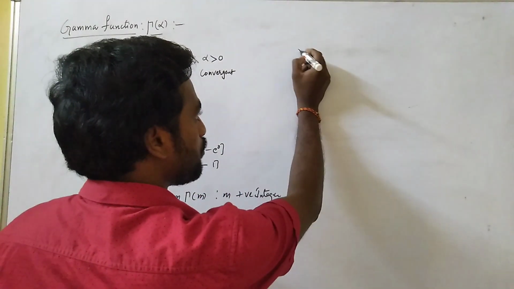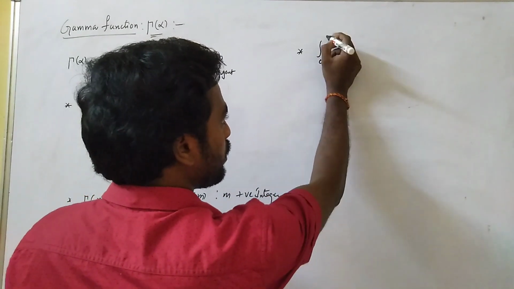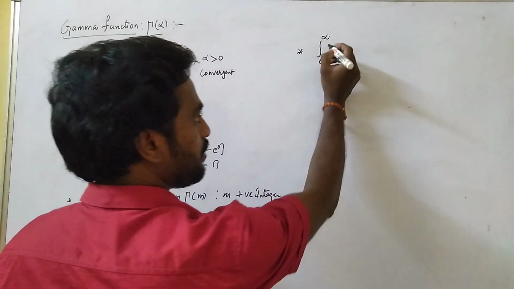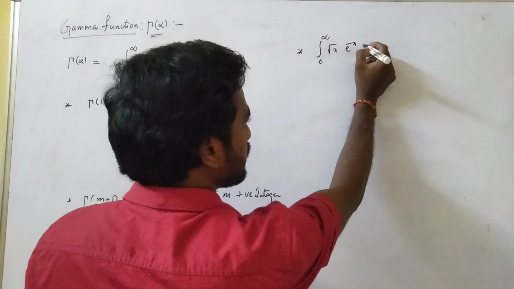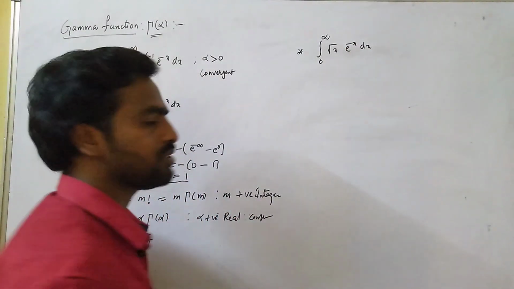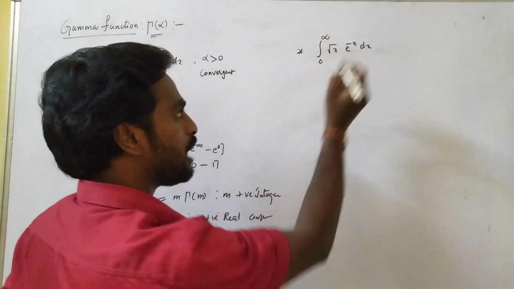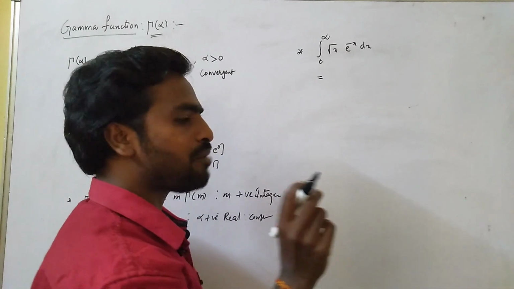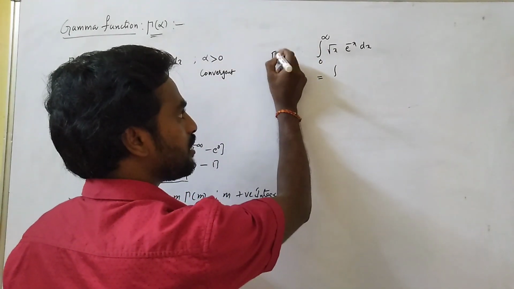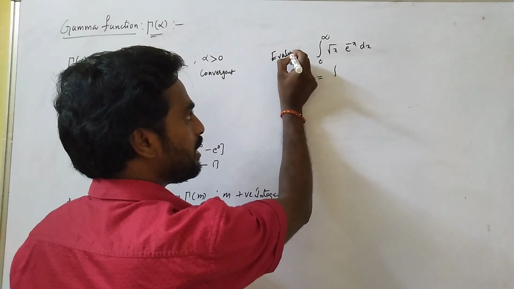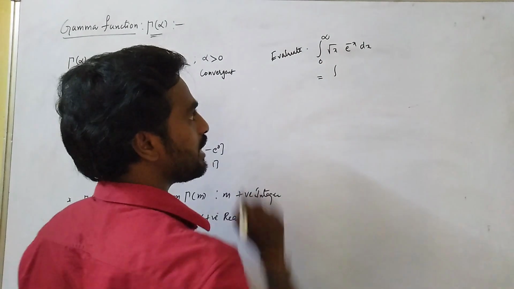I will explain one example and solve one problem: integral 0 to infinity root x e to the power of minus x dx. Find the value of that improper integral. That value can be determined if you write it in the form of a gamma function. That means evaluate the given integral.